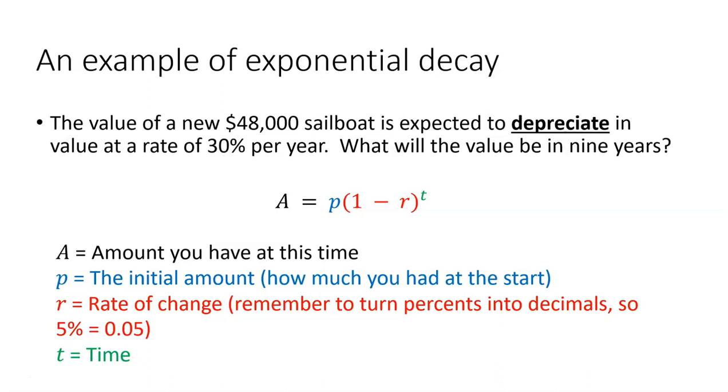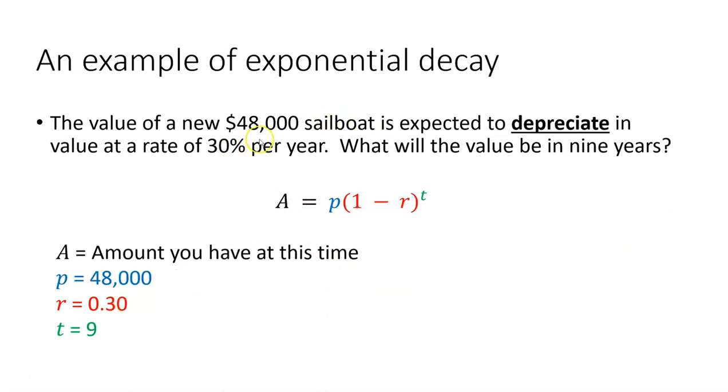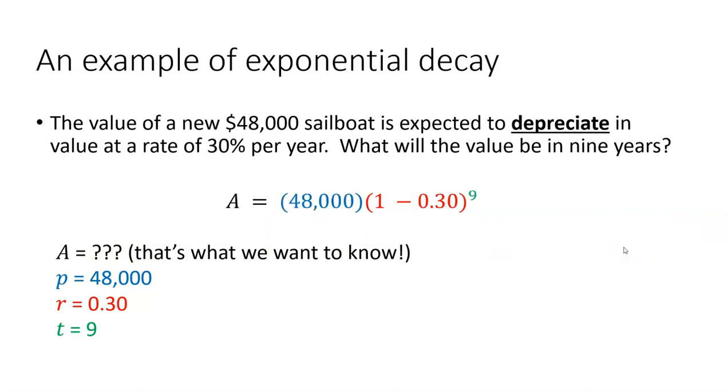Well, let's start filling in what we know. And you can go in any order. We know the time is 9 years. It says so in the problem. T is 9. The rate of change is 30% per year. That's how much it's going to go down. And the initial amount for the sailboat was $48,000. And the amount we have after 9 years, don't know what it is. After 9 years at that time, that's what we want to find out. So we'll plug those values in.